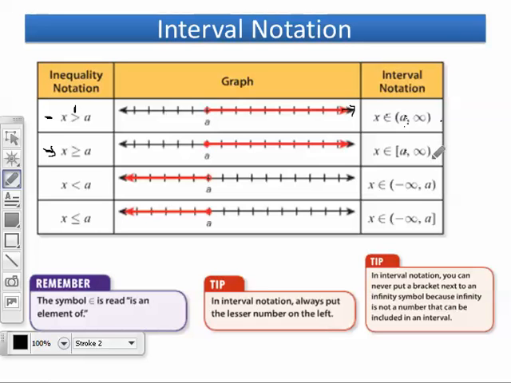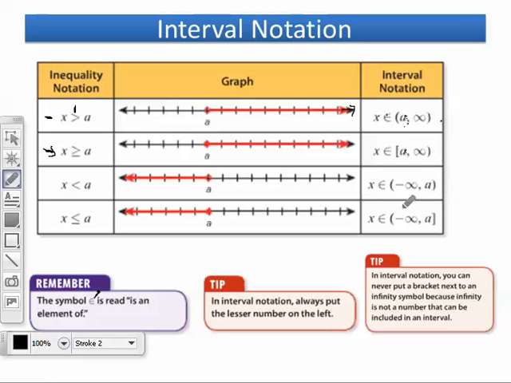Now, infinity never gets a bounded sign. So you never put a square bracket on this one. You always have an open bracket. Why? Because infinity never ever ends. You can't get to the end of it, okay? By the way, that little symbol is read as an element of. So you can read it as x is an element of, and then give it the set that it's an element of.